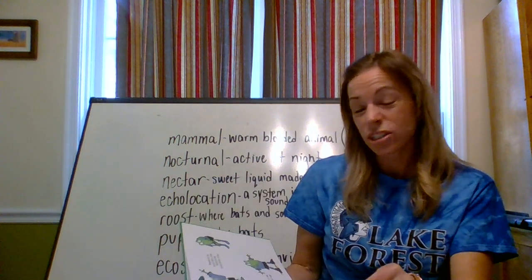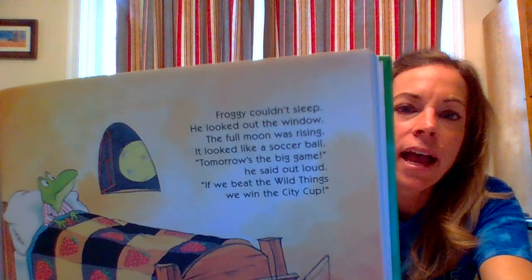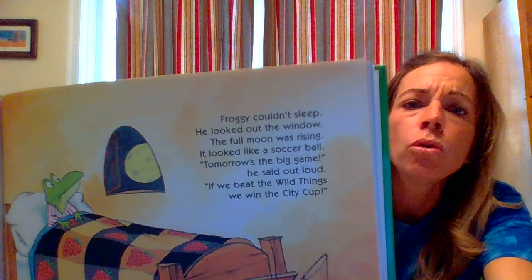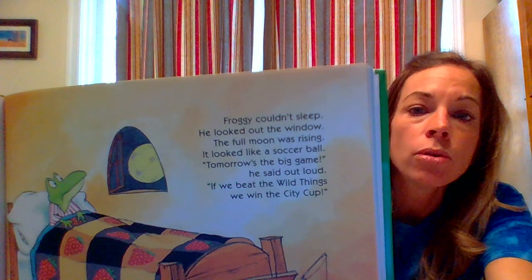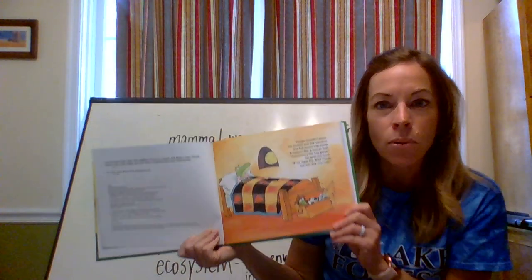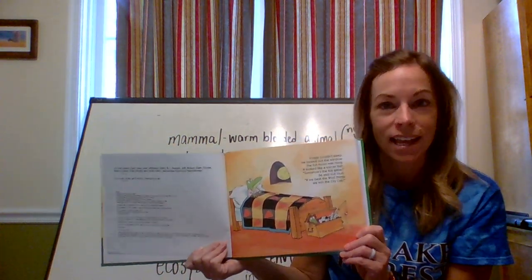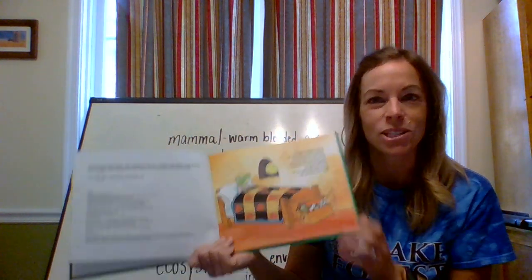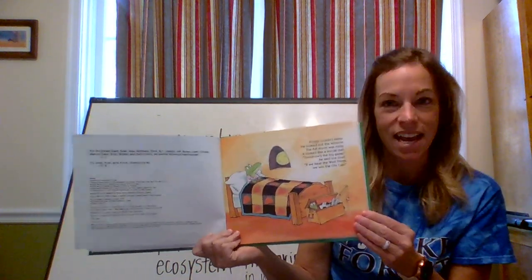When I go to the first page here, if I zoom in for you, look at that. It says, Froggy couldn't sleep. He looked out the window. The full moon was rising. It looked like a soccer ball. Tomorrow's the big game, he said out loud. Ooh, that's an example of dialogue. That means the character is speaking. Frogs can't speak. That would be pretty amazing, but they cannot speak. So that is another example of why this is a literary text.